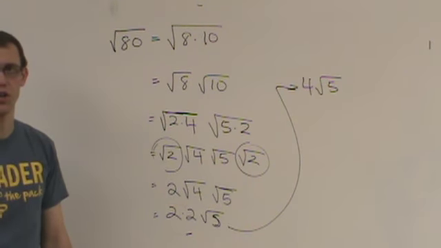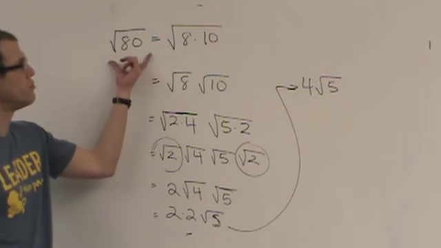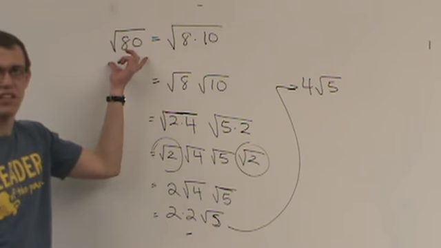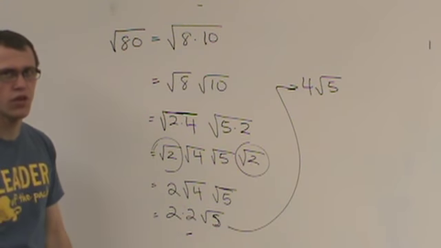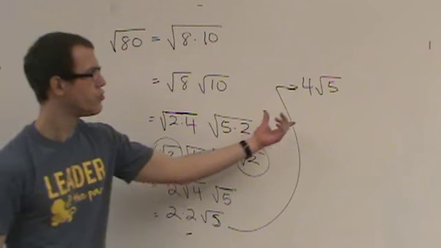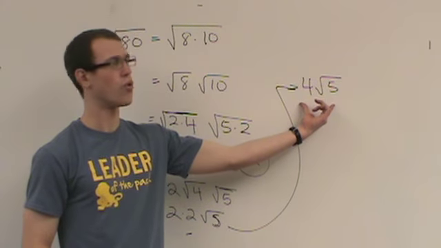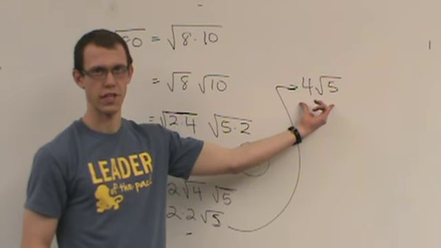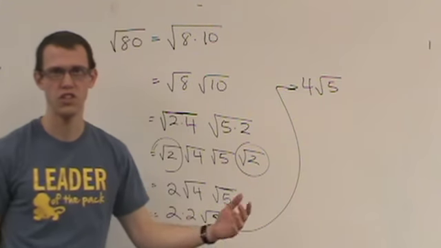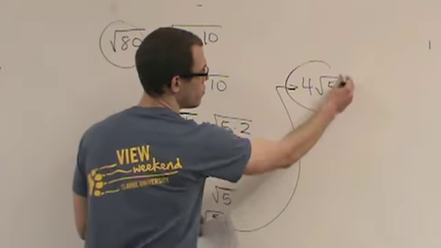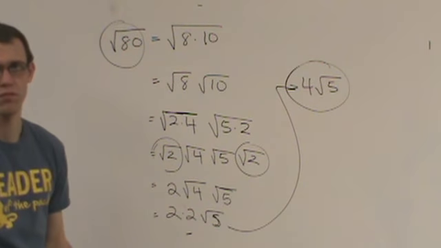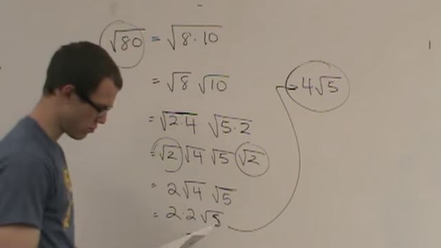Now to make sure that we're correct, what you should be doing is taking the square root of 80, putting that into your calculator, and getting out a decimal. That decimal that you get should be the same thing as if you put 4 square roots of 5 into your calculator. So that's your self-check. Put it in your calculator, what you started with and what you ended with, to see if you have the same thing. Okay? So let's do another problem here.